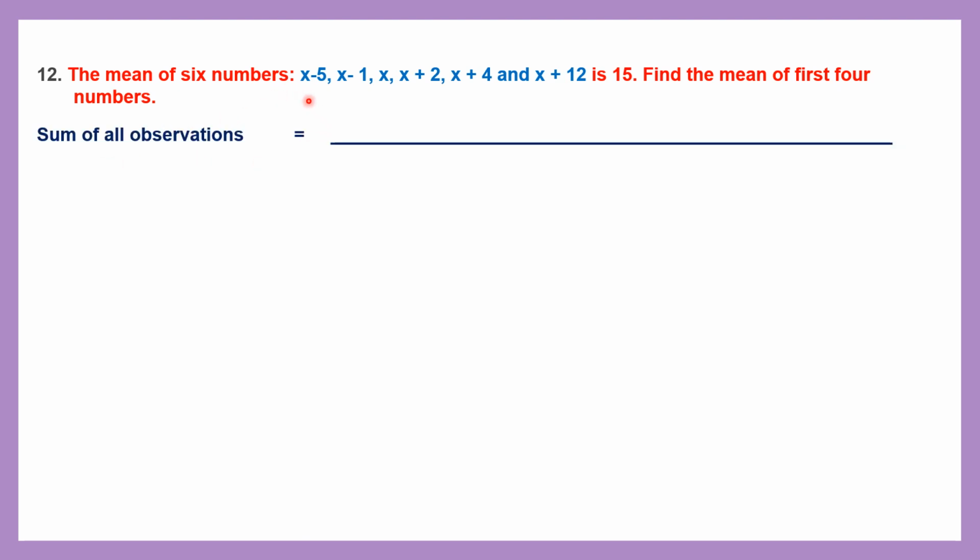So sum of all observations, we're going to add up all these terms here. So here we have x minus 5, this is the first expression, plus x minus 1 plus, next one is simply x, then we have x plus 2, then we have x plus 4, and the last one is x plus 12.